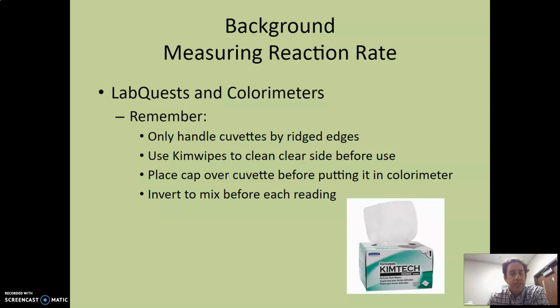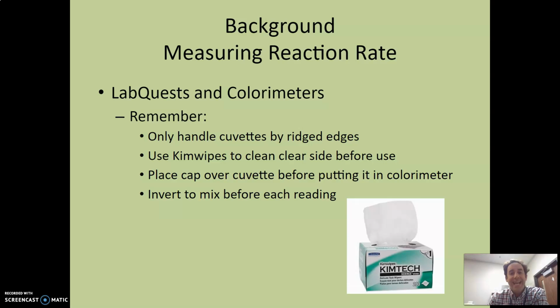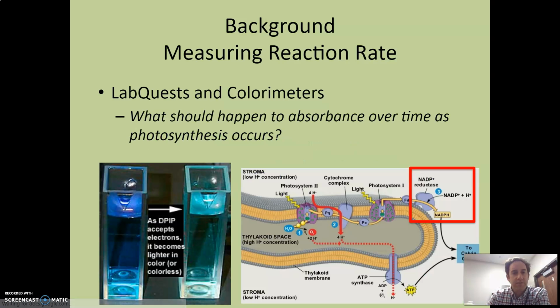So just like before, I'll remind you when we're using these colorimeters, make sure you only handle the cuvettes by the ridged edges to prevent your fingerprints from getting on the part that the light passes through. You want to use these little Kimwipes to clean the clear side off before using, so you can get rid of any potential smudges. Make sure you have a cap on the cuvette before putting it in your colorimeter, and then invert to mix before each reading. So those are just important things to keep in mind whenever you use these tools.